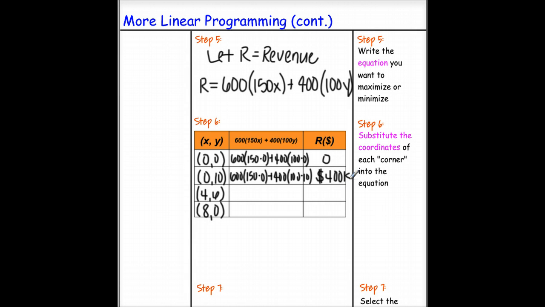Then if we have 4, 6, that is 600 times 150 times 4 plus 400 times 100 times 6. So that first part, 150 times 4 is 600 times 600, which is 360,000. 100 times 6 is 600, times 400 is 240,000. We add those two together and we get 600,000.